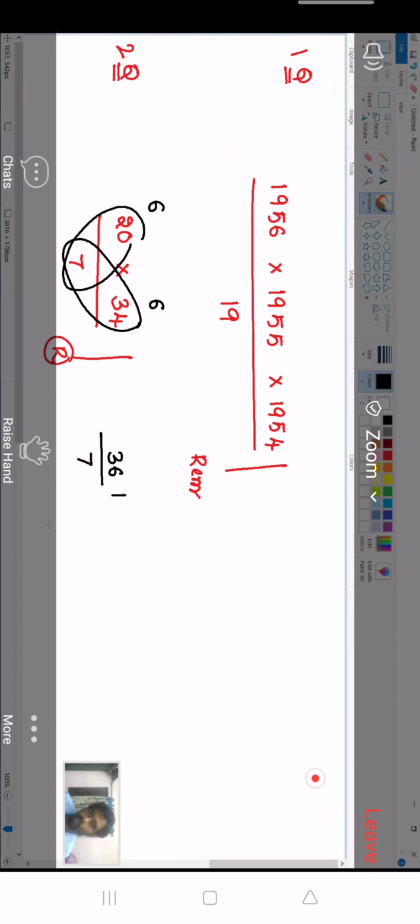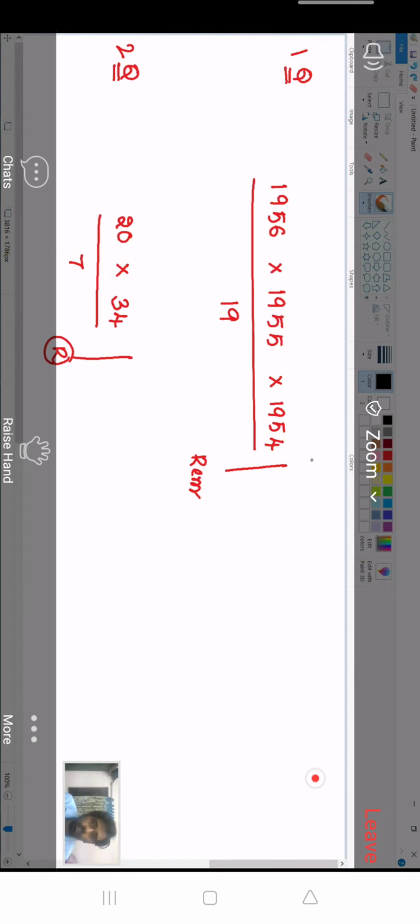36 divided by 7, we are getting a remainder as 1. This is fine, so it's going to be easy for us to mark the answer. But let's assume I want to solve with a negative remainder. So what is the value?